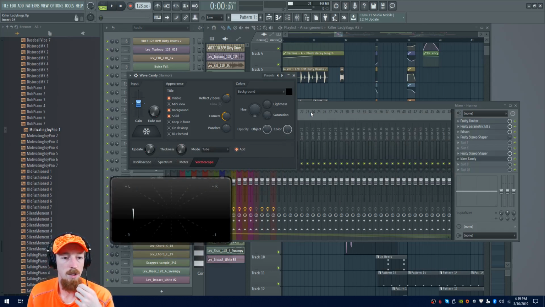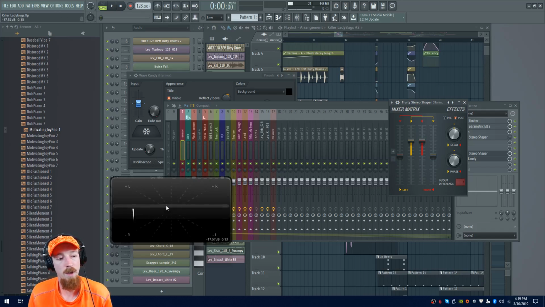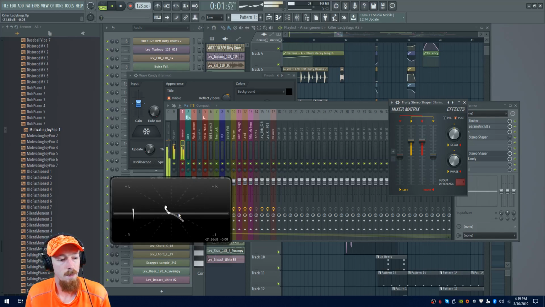So I'm going to move this down here and I'm going to open up the stereo shaper so we can mess with things. And let's just go ahead and play it and see what our vector scope tells us about the stereo image. So you see it's moving all around. I designed the sound that way to just be nuts. So it's over here sometimes, but it's mostly in the in phase area.